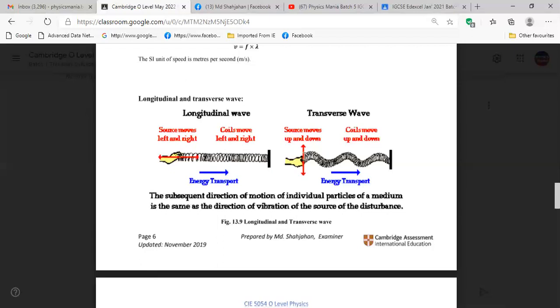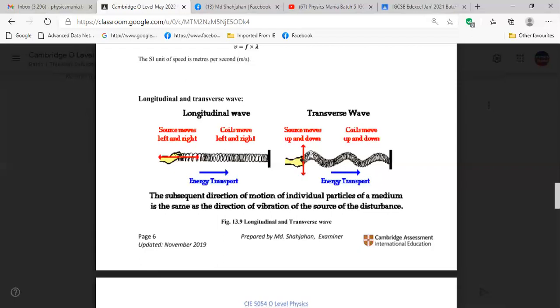Now the other diagram, you see the same spring, we are moving it up and down. That time the spring particles vibrate upwards and downwards, but the energy transfer or energy transport is again to the right side, isn't it?